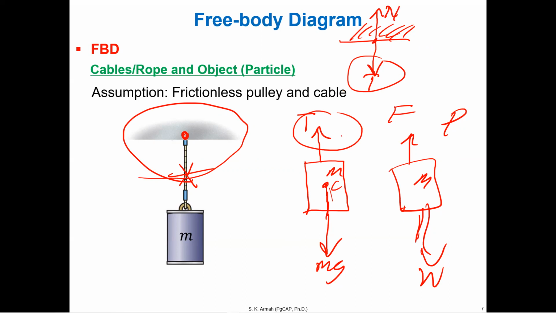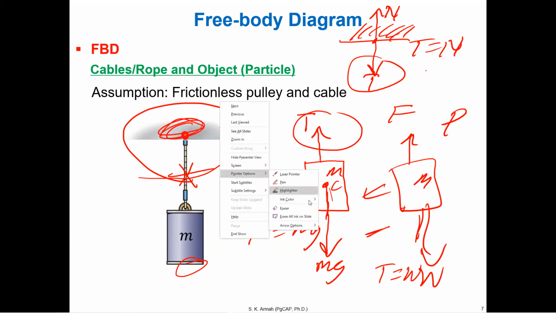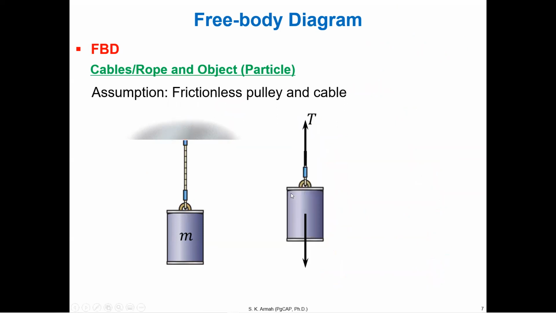Later on, we're going to apply the condition of equilibrium, that the forces should be balanced. For example, here T is equal to mg, or T is equal to W, and here T is equal to N. In other words, if you keep drawing these free body diagrams, whatever the weight is, that is what is pulling the roof.